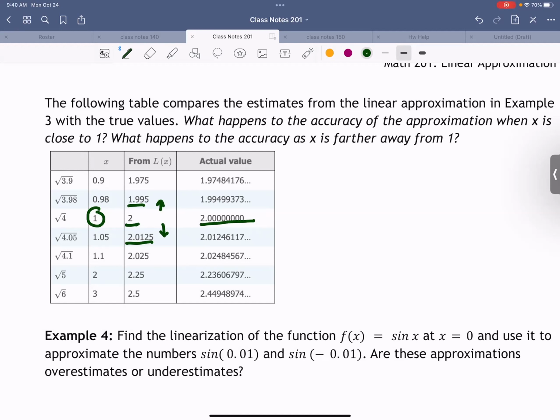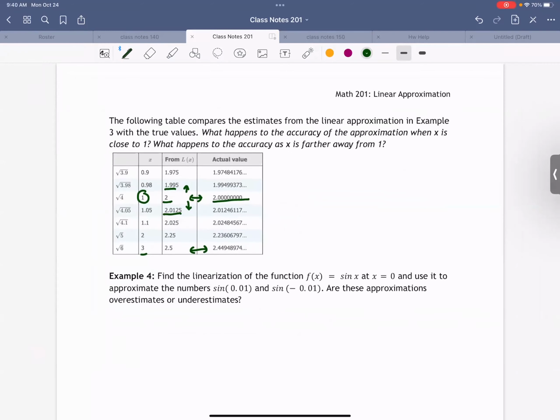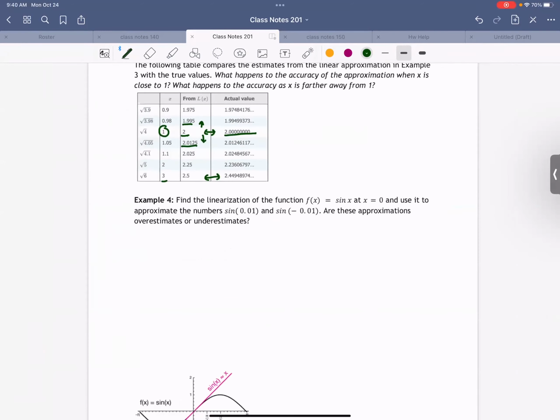As we get further and further away, for example, if we plug in x equals 3, the approximation isn't as good. If we plug in a value like x equals 7, you would see that the approximation is really bad. But close to my function, the approximation is pretty good. Let's take a look at example number 4.